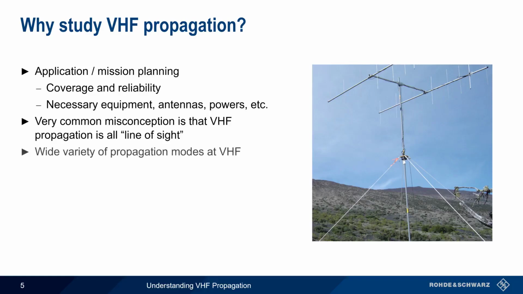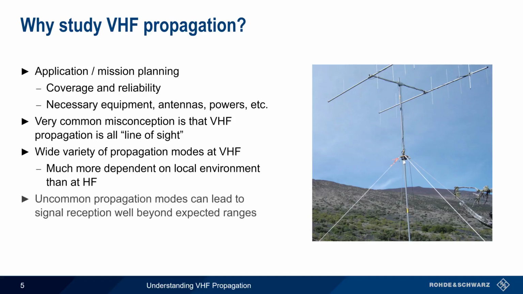There's a wide variety of different VHF propagation modes, and these are generally much more dependent on the local environment than HF propagation modes. And even beyond these various normal modes of VHF propagation, there are also several different uncommon propagation modes that can lead to VHF signals propagating much longer distances than expected. These uncommon modes can have significant implications with regards to radio frequency interference, direction finding, signals intelligence, etc.